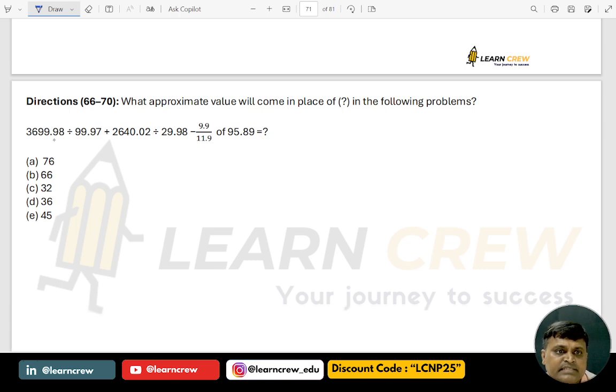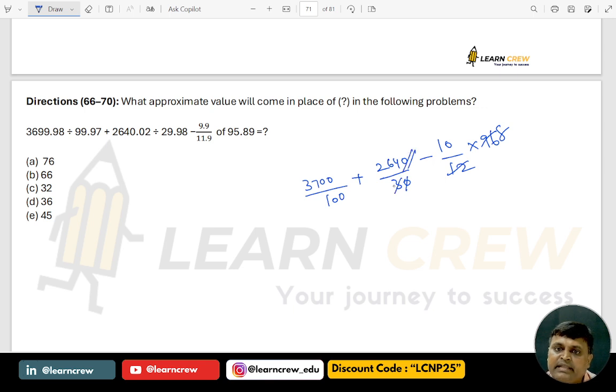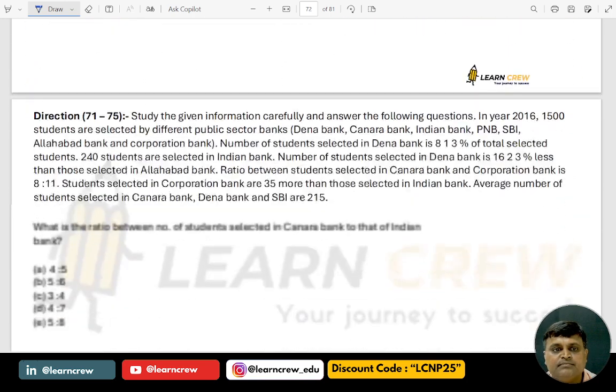Next, 3700 by 100 plus 2640 by 30. 2640 divided by 30 minus 10 by 12 into 96. 12 8s are 96. 3 8s are 24, and 1 37s are 37. 37 plus 88, 125. 125 minus 80 is 45. So answer is 45. Next one.